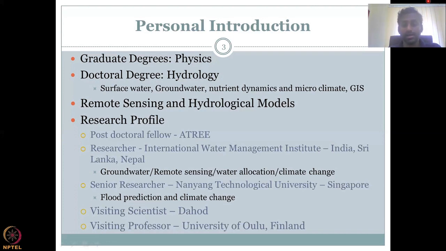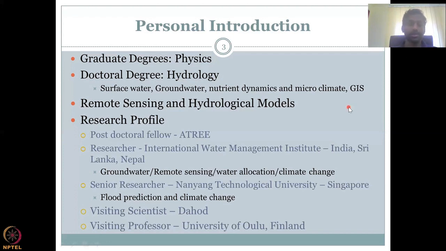I'm also a visiting scientist at Dafod, which is with an NGO called the Sadhguru Foundation, and a visiting professor at the University of Oulu, Finland. Currently I'm an assistant professor with the Center for Technology Alternatives for Rural Areas at IIT Bombay. I also lead a data group called RUDRA, which means Rural Data Research and Analysis Labs. It is a data lab focused on rural development, where multiple data come in and we use them to find reasons for the issues and how we could better manage them.